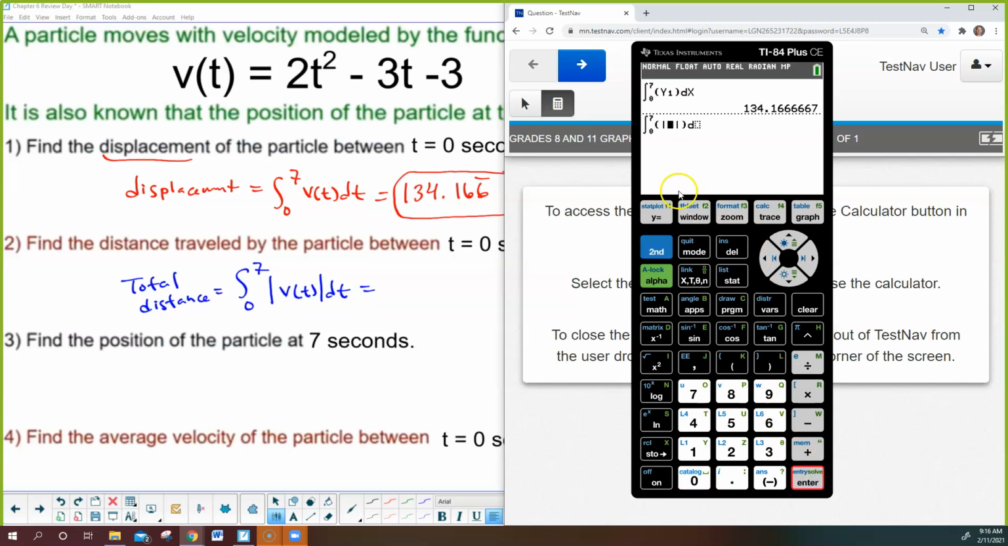So second catalog, when you hit enter, now instead of retyping the whole thing, which you could do, I'm just going to go vars, Y-VARS, first option is function, y1. And you can see those absolute value bars appear. So this is going to make everything positive. And notice this answer is larger than the displacement. That's because for that first 2 seconds on the graph, we were below the x-axis. So this is going to be larger because we took that negative area and flipped it up and made it positive. But we get 147.690.